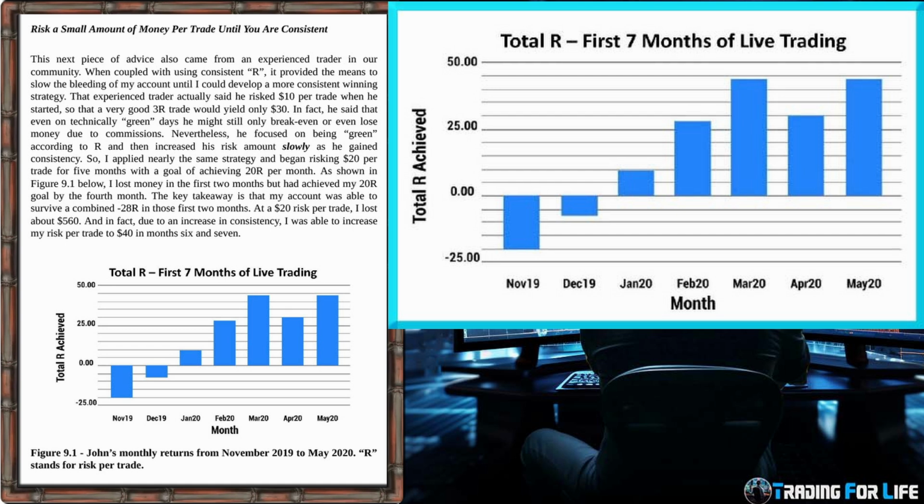At a $20 risk per trade, I lost about $560. And in fact, due to an increase in consistency, I was able to increase my risk per trade to $40 in months 6 and 7.